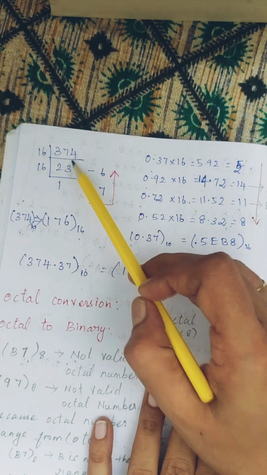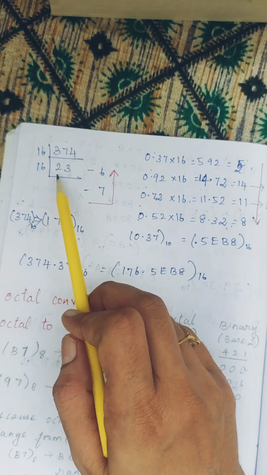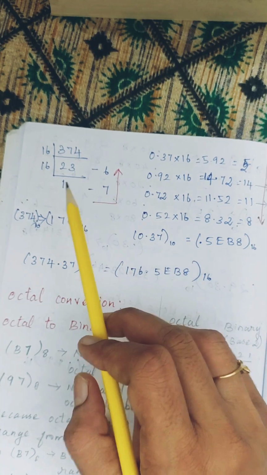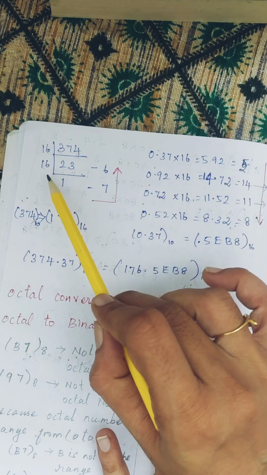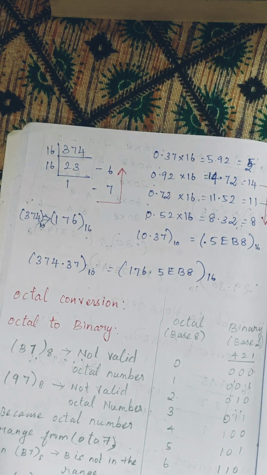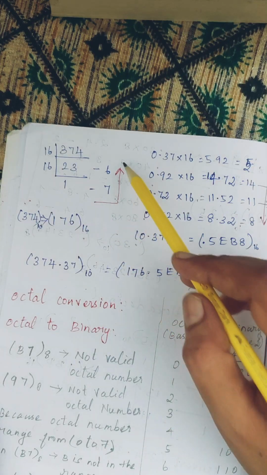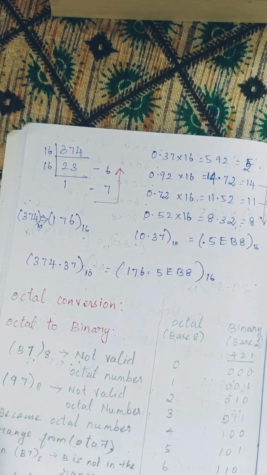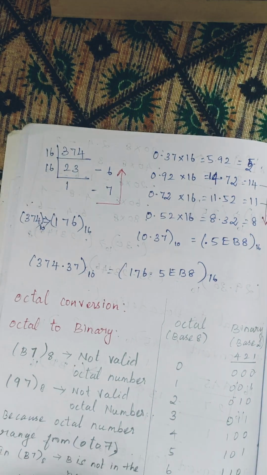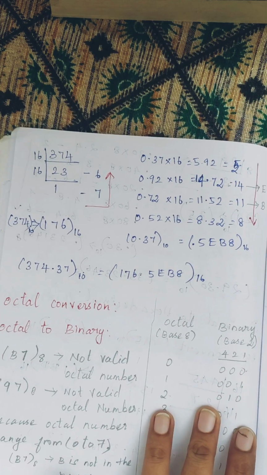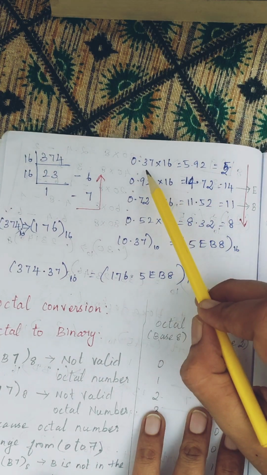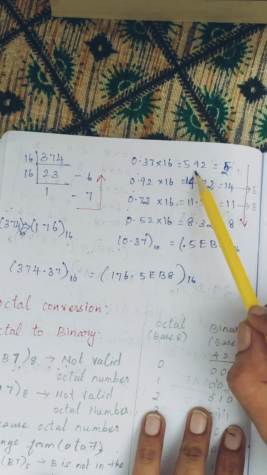So 374, when we divide it by 16, 23, we will get a remainder of 6. And again 23, when we divide it by 16, we will get the remainder of 7. Okay, so what is the integer part? 176 to the base 16 for 374. Okay, again for the fraction. What is the fraction part? 0.37 into 16. We will get 5.92.